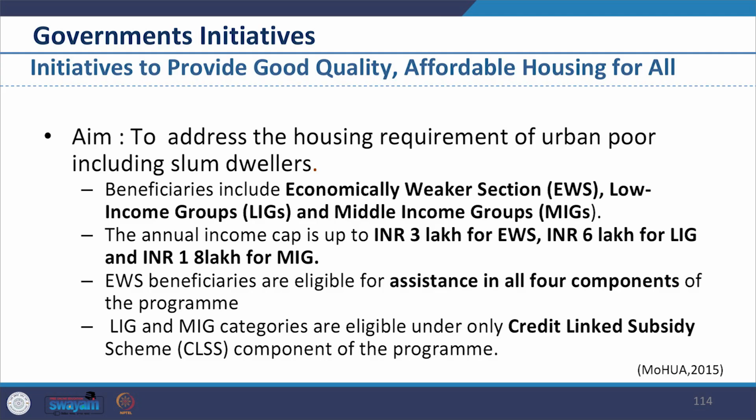Pradhan Mantri Awas Yojana in the urban area, PMAY-U, aims at addressing the housing requirement of the urban poor, including slum dwellers. Beneficiaries include economically weaker section, EWS, low-income groups, LIGs, and middle-income groups, MIGs. The annual income cap is up to 3 lakhs for EWS, 6 lakhs for LIG, and 18 lakhs for MIG. EWS beneficiaries are eligible for assistance in all 4 components of the program, whereas LIG and MIG categories are eligible under only credit-linked subsidy scheme, abbreviated as CLSS, components of the program.